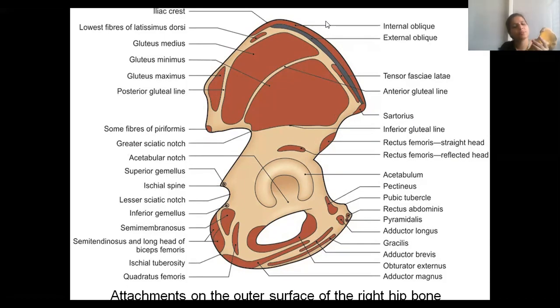See, this is the anterior superior iliac spine. You can see in the picture and tell me which muscle is this? Sartorius. Here we have sartorius. Then anterior inferior iliac spine, which muscle do we have? Straight head of rectus femoris. Then this is the acetabulum, and just above this area you have the reflected head of rectus femoris.